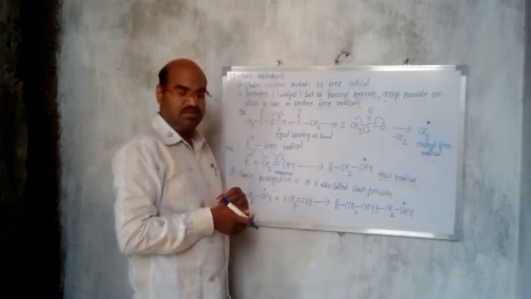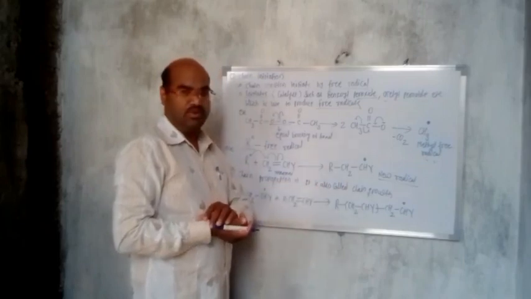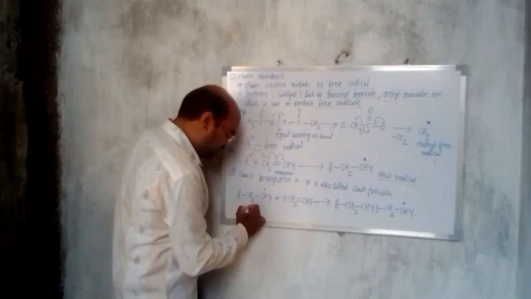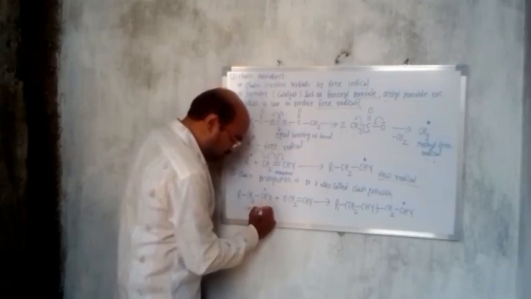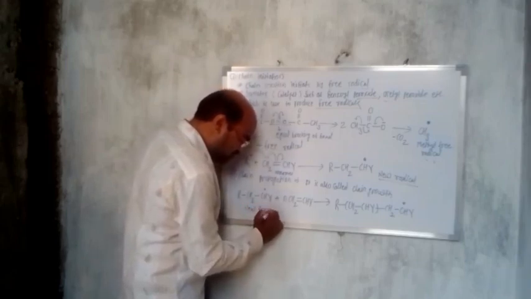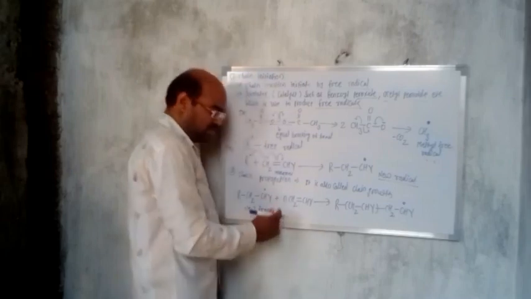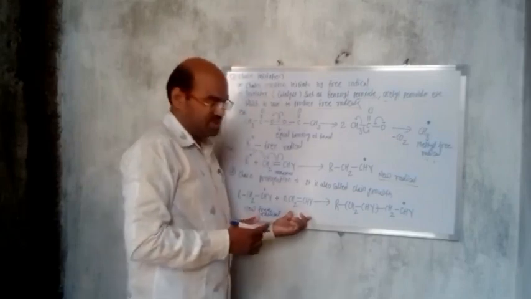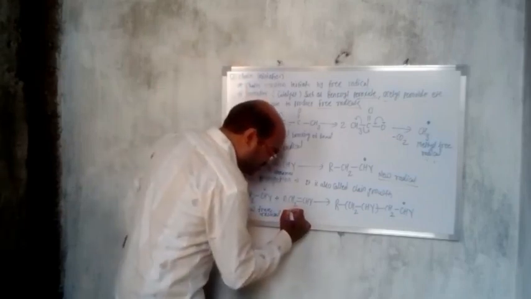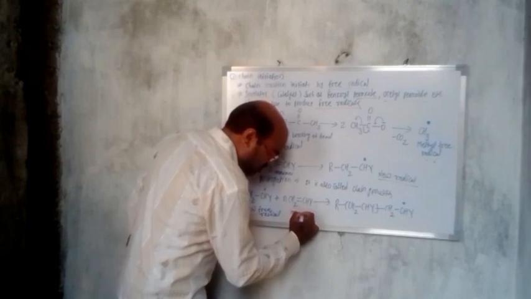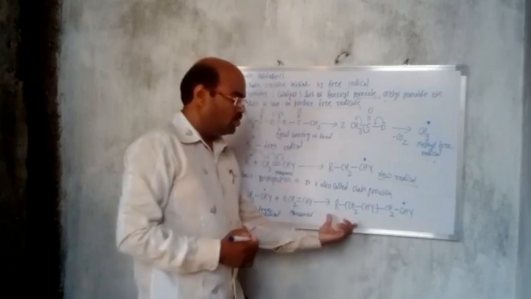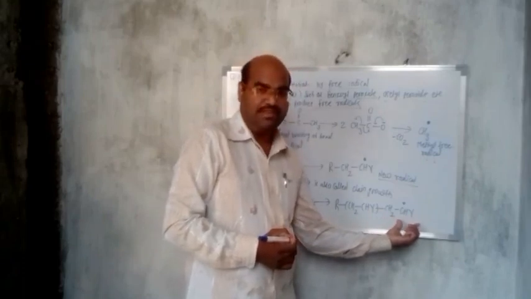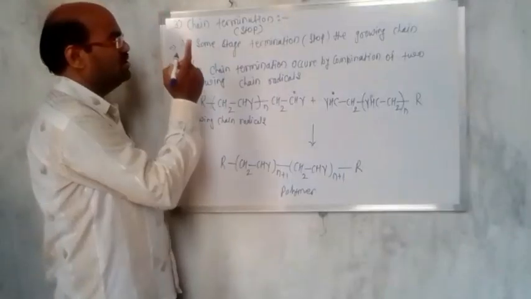This chain propagation step is also called chain growth. So here is the growth of the chain. This new free radical again reacts with n number of these monomer species, here growth of chain occurs, and at the terminal end there will be one chain termination.